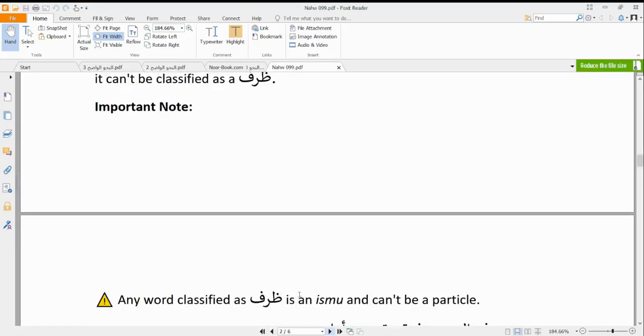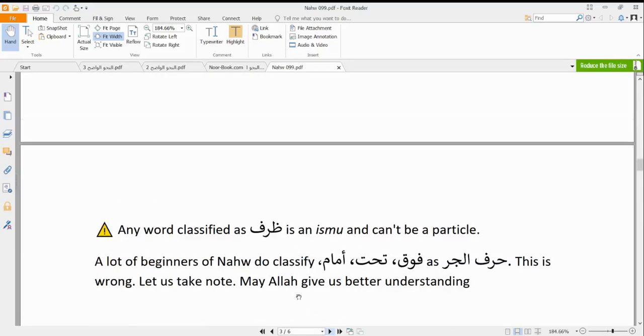Now let's note something very, very important: once we say something is a zarf, it has to be an ism. It can't be a harf. So when we say it is a zarf, then automatically it is an ism as far as Arabiya is concerned. It may mean something else in English. Maybe when you translate it to English, it means over, and you say over is a preposition in English. But in Arabiya, it is still an ism. So the moment you see a zarf, it is an ism and it is not a harf jarr.